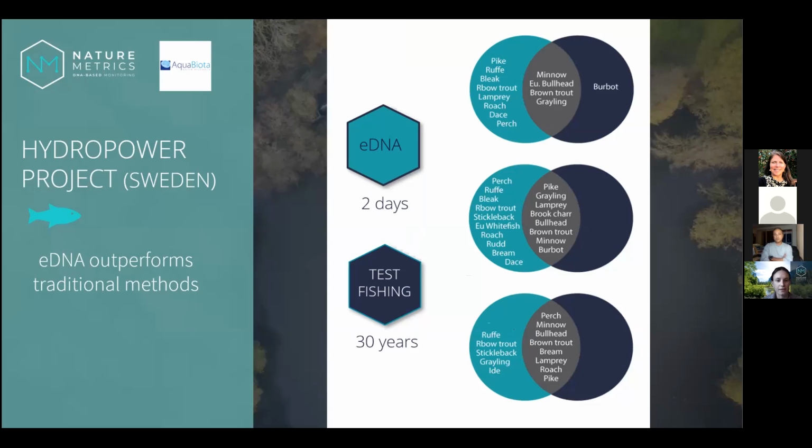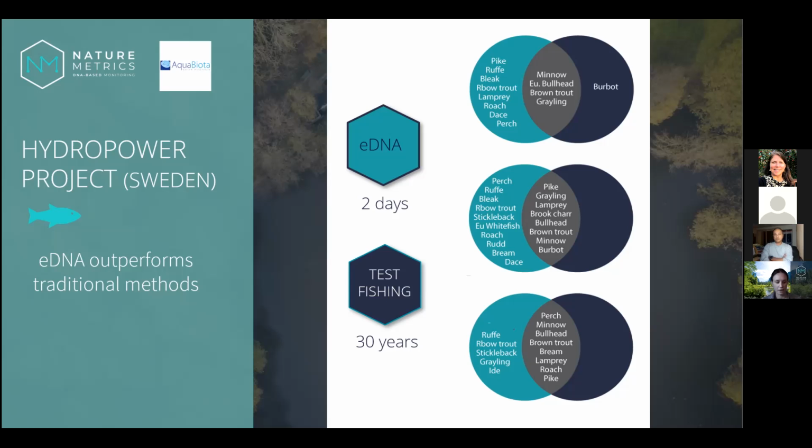And broadly speaking, every time we've done a head-to-head, the eDNA comes out as being far, far more sensitive than any conventional method. So whether that's netting or electrofishing or test fishing or historical records. And so, this was an example in a Swedish hydropower project. They took samples at 3 different points, and 2 days of eDNA effort detected far more diversity than having aggregated all of the information that they had from the last 30 years of electrofishing and netting data. And all of those records were then subsequently verified. So these are real detections.